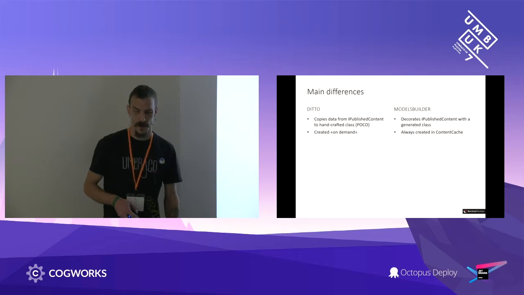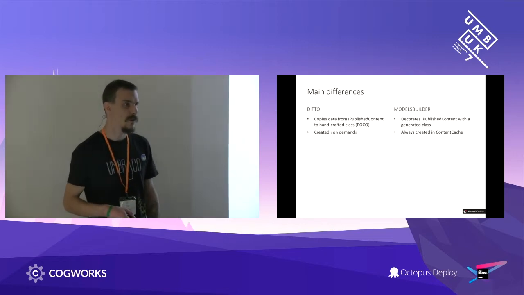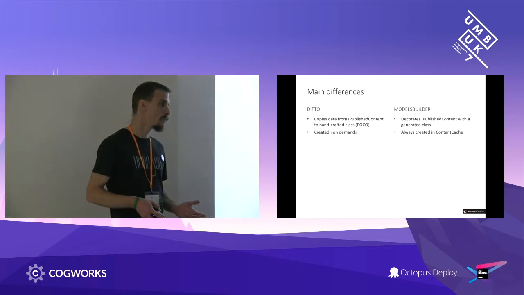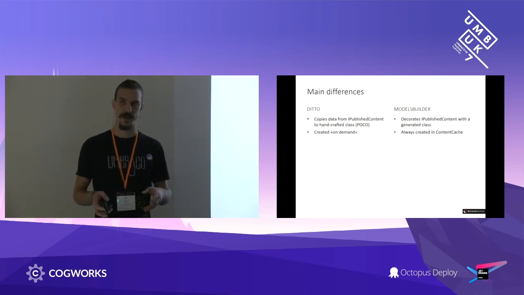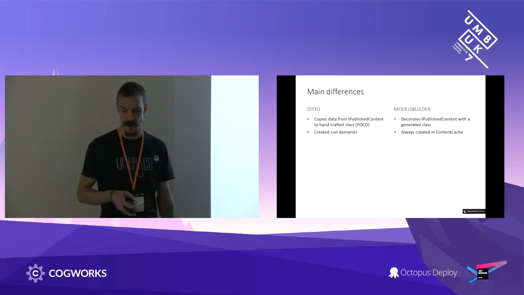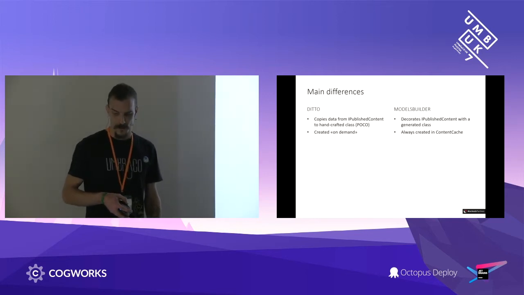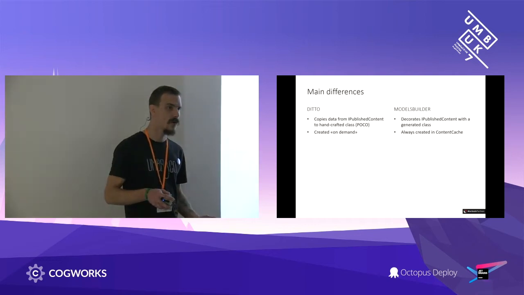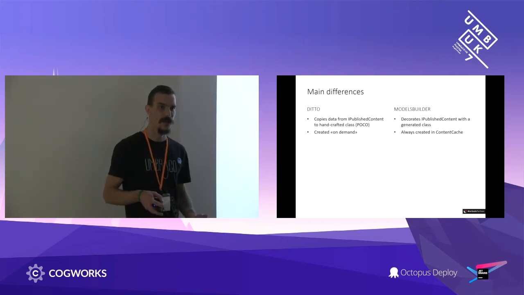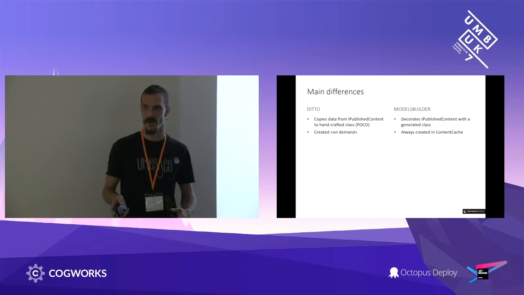Whenever you want a model using Ditto, you can ask for it. So you can go content.As<SomeDittoModel>, or you can just specify it in your view and you get it for free. ModelsBuilder, on the other hand, always creates your models before it leaves the cache. So whether you use it in a controller or a view, it's always of the type model.